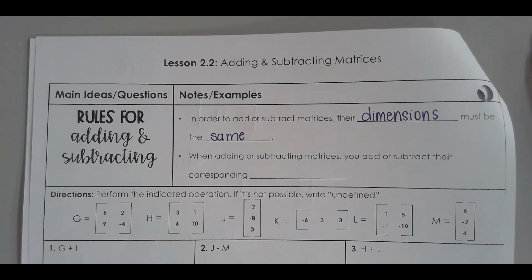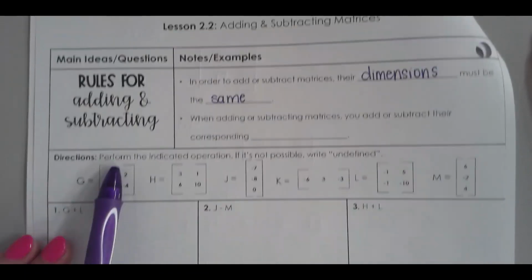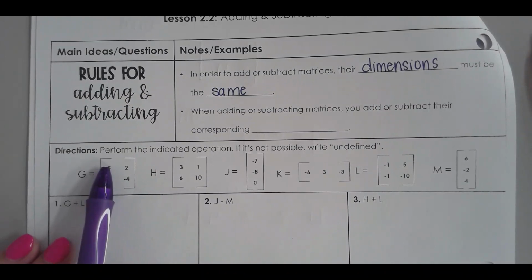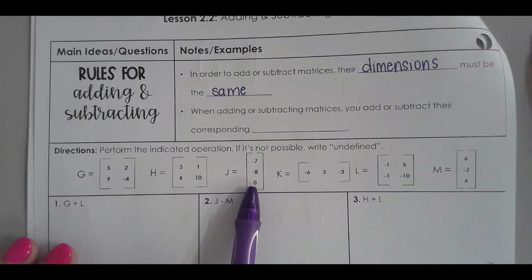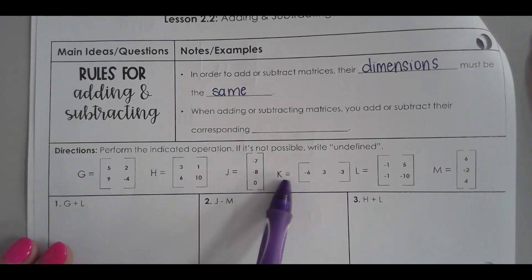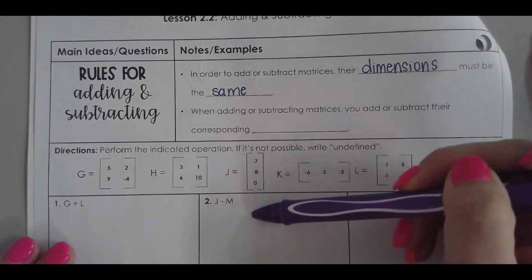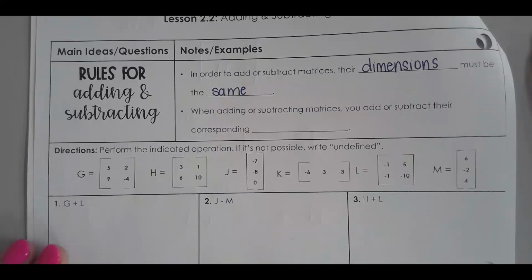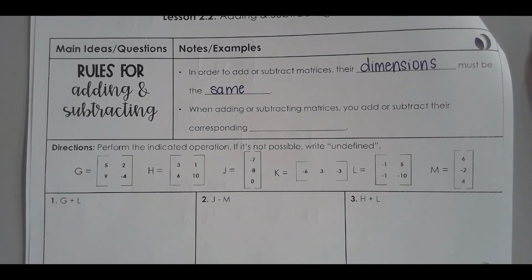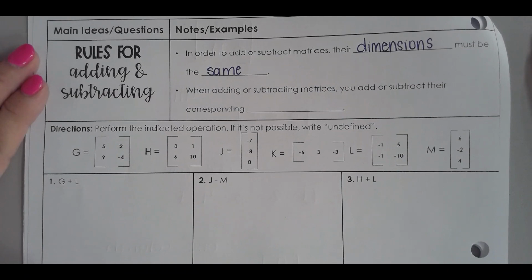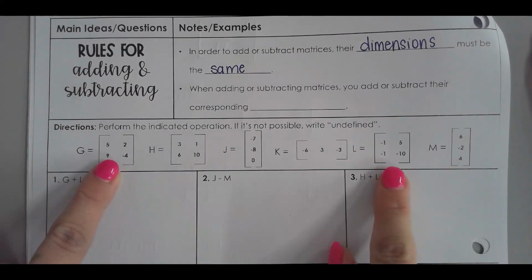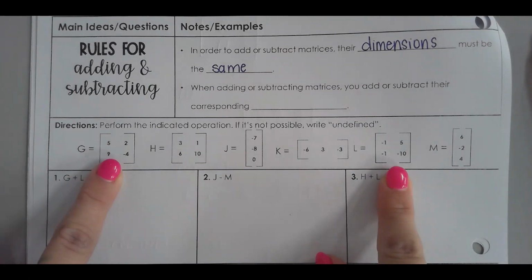So when you're coming up with the dimensions, like this matrix right here, matrix G, is a 2 by 2. What about matrix J? 1 by 3. Matrix K is 3 by 1. Rows, I could do 3 horizontal lines, 1 vertical line. Yep. So two matrices, to add or subtract them, need to have the same dimensions. So on number 1, if I'm asking you to do G plus L, do they have the same dimensions? Yes, they do.